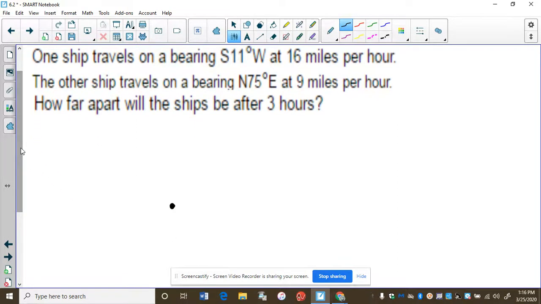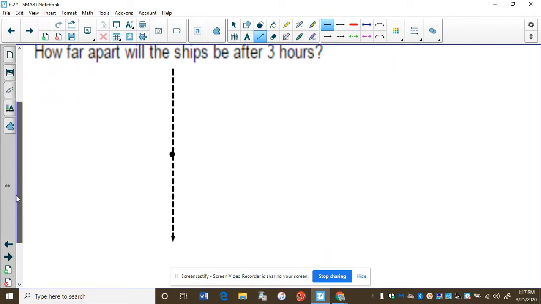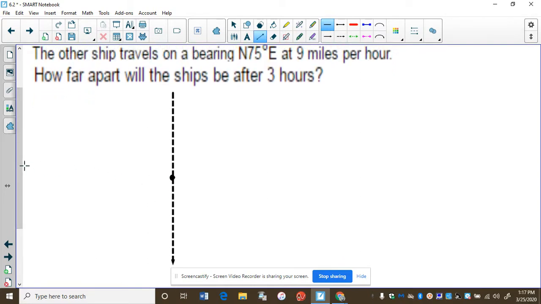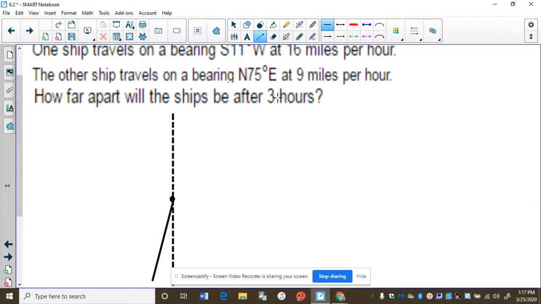One ship travels on a bearing of south 11 degrees west. So here's another one of these nautical bearings. What I'm going to do is create a north-south line that passes through the point they're leaving from. They're traveling from south to the west only 11 degrees. So due south, 11 degrees to the west. So not much, right? And it travels at 16 miles per hour, and this happens for 3 hours.